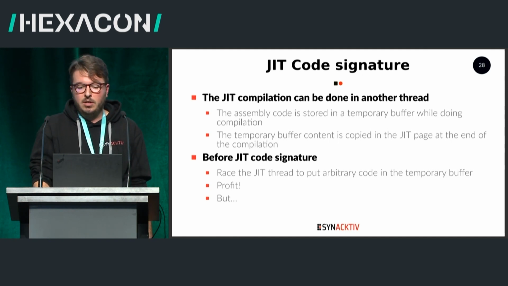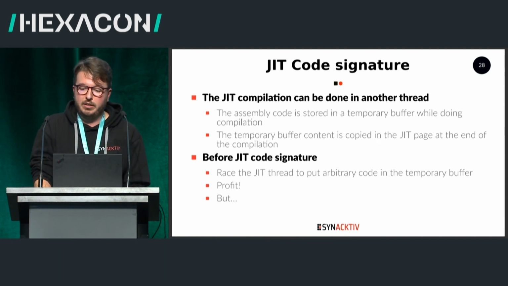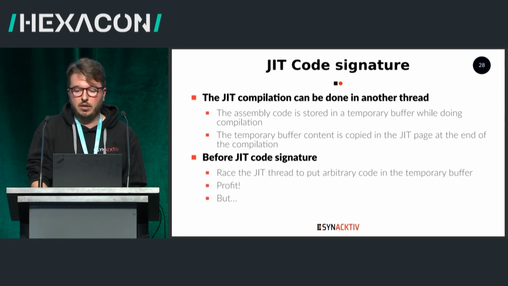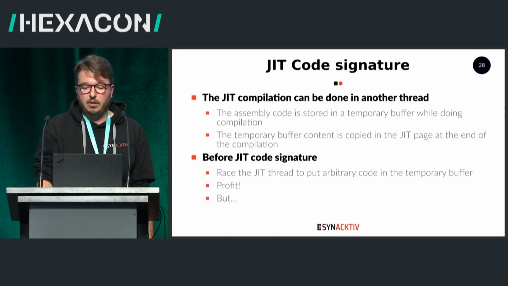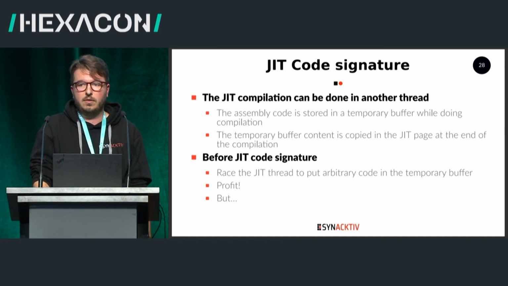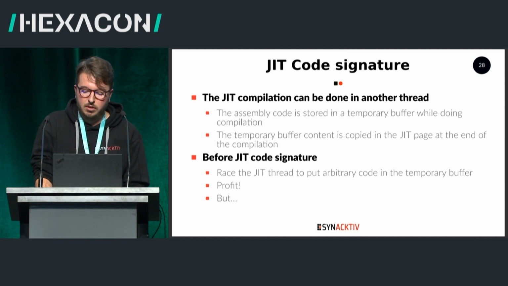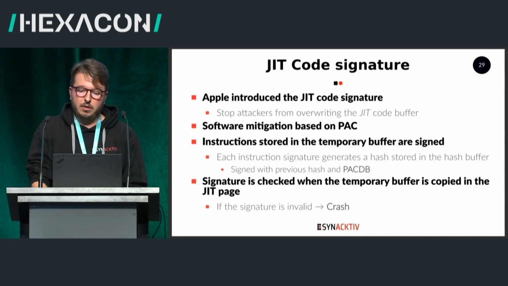Before this mitigation, when the JIT engine compiled some code in another thread, it always stored the temporary generated instructions in a temporary buffer, and at the end of the compilation, the JIT engine wrote the contents of this temporary buffer to the JIT page. So before JIT code signature, a way to bypass PAC was to race the JIT thread to put arbitrary code into the temporary buffer, and then the attacker would write arbitrary code to the JIT page. But the JIT code signature killed this method.